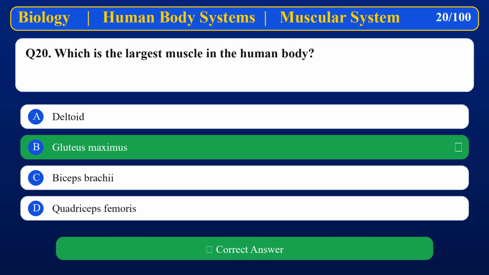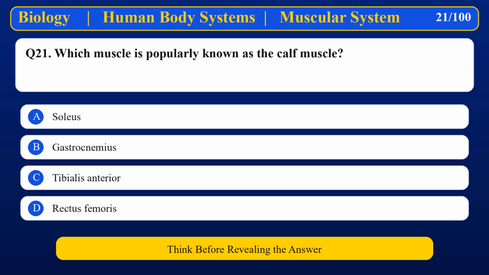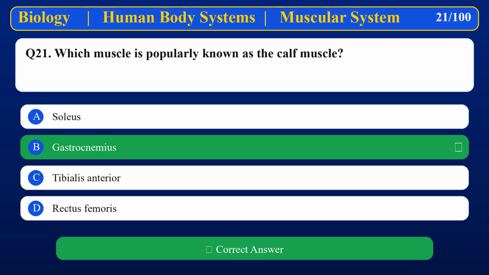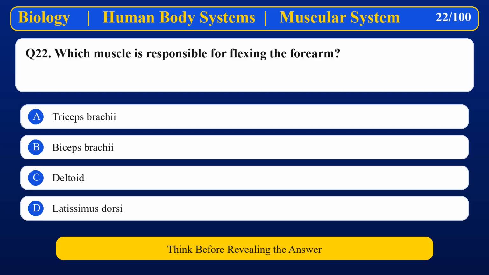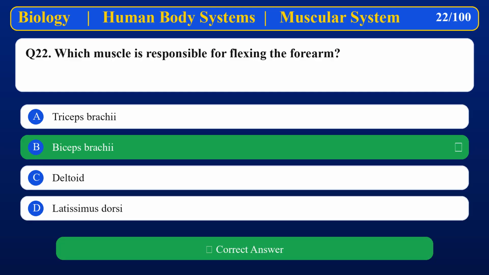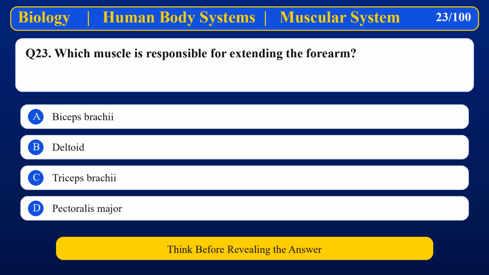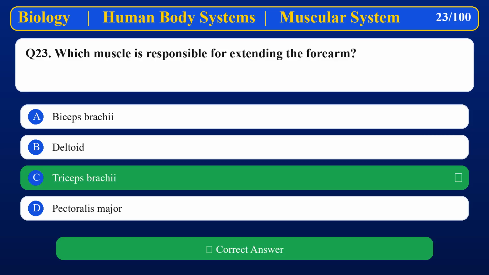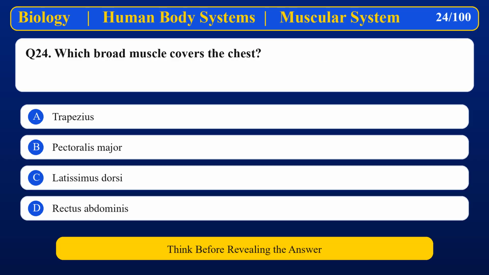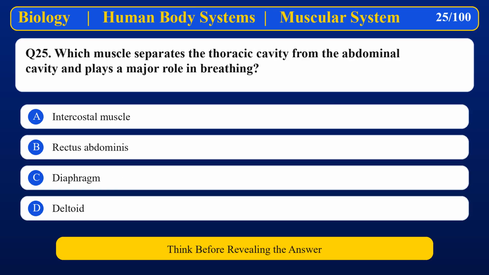Gluteus maximus. Which muscle is popularly known as the calf muscle? Gastrocnemius. Which muscle is responsible for flexing the forearm? Biceps brachii. Which muscle is responsible for extending the forearm? Triceps brachii. Which broad muscle covers the chest? Pectoralis major. Which muscle separates the thoracic cavity from the abdominal cavity and plays a major role in breathing?